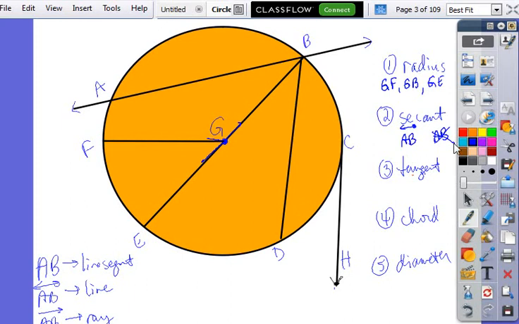Tangent, I only see one, that's C to A. It hits the circle in 1 point. Well, the only one that does that is CH. Now, ray CH would be the answer.